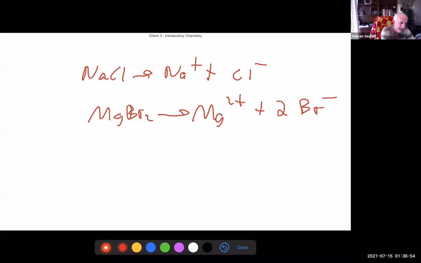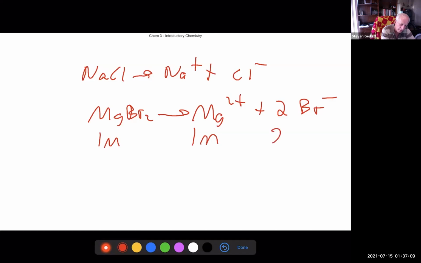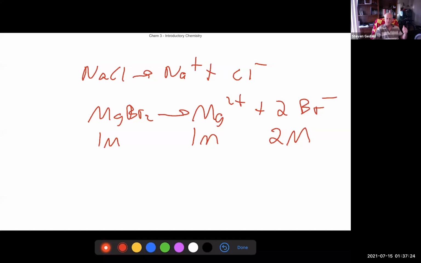We can use that in our equations, like we're doing with molarity. So if we have a one molar solution of magnesium bromide, we're going to have one molar magnesium ion, and we're going to have two molar bromide ion. Because every one MgBr2 breaks into one magnesium and two bromides. Just like in a chemical equation, molarity is the same way. It's going to break into the moles for electrolytes.